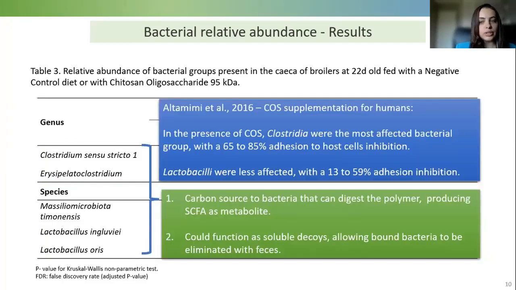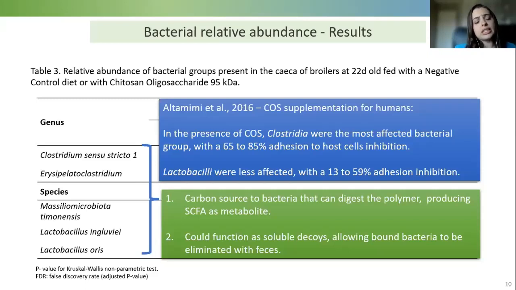In a study with humans, these authors found similar results. So the COS supplementation prevented the bacteria from the Clostridium group from attaching to the host cells in the gut, while benefiting those from the Lactobacilli group. So the possible justification for that is that the COS could serve as a carbon source for the bacteria that can digest this polymer, producing short-chain fatty acids as metabolites, and then creating an appropriate environment for the growth of those beneficial bacteria. And then by competitive exclusion, those bacteria can eliminate some potential pathogens.